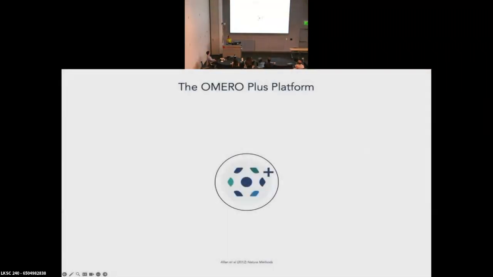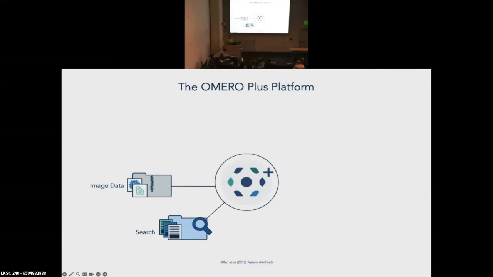Okay, so let's think a little bit about what this platform looks like to you, the end user. OMERO Plus is something that's running on a server somewhere in a data center in your university or maybe in the cloud. It actually doesn't really matter. And of course, it has some imaging data that it's aware of. These might be the original files that came off the microscope. Remember, we don't have to convert them because we're using Bio-Formats.